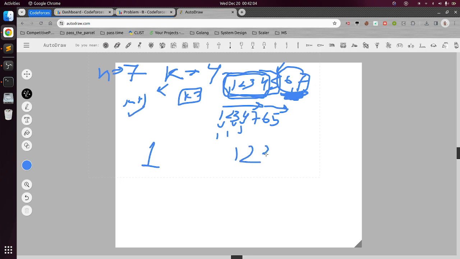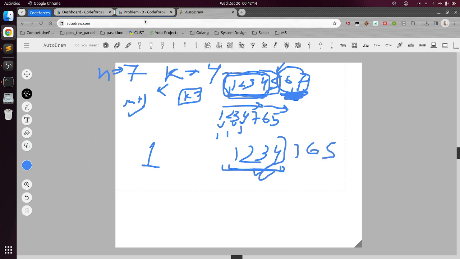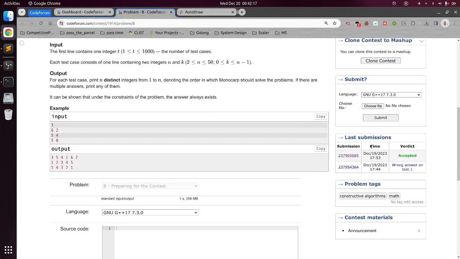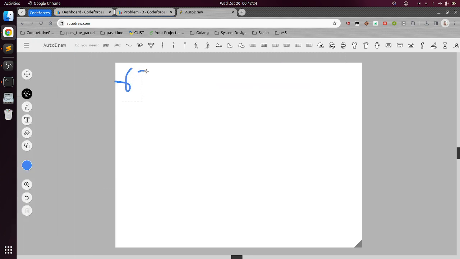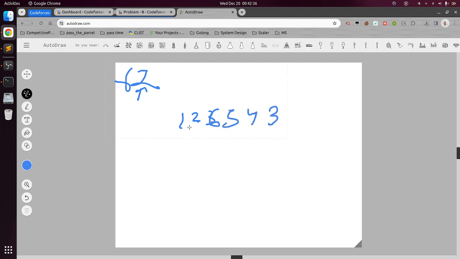So just take k elements like this and then reverse the rest, because the last element will always be greater than your last taken element. So here the level is good. We can take a second example, 6 2, the first example only. For 6 2 you wanted 2 elements, so you took 1 and 2, and then you can say 6 5 4 3. The excitement level is 1 event, 2 events, and that is good.